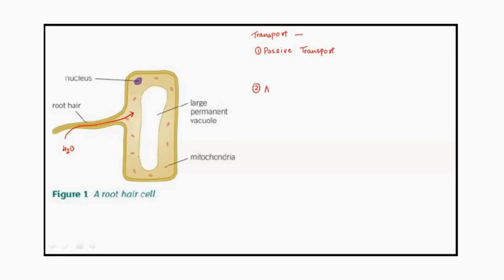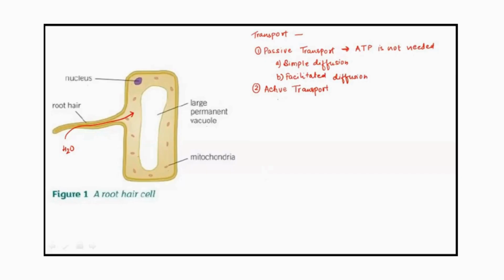And second is active transport. Now, in passive transport, energy in the form of ATP is not needed. So we'll write ATP is not needed. So how exactly is the transport taking place? It is either by simple diffusion, there are two types, simple diffusion or facilitated diffusion.